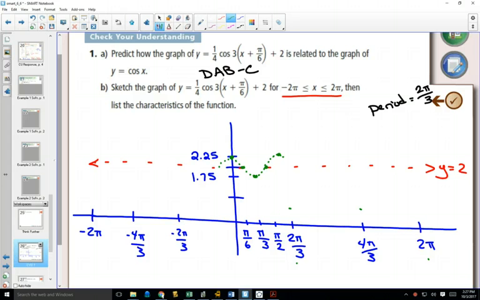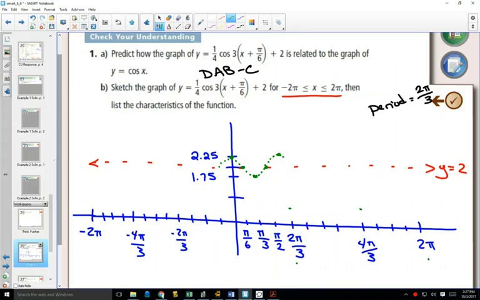And again, on your final exam, if they said graph at least one period, this would be enough. But unfortunately, this one says graph all the way from negative 2 pi to 2 pi. So what we're going to do is split this next period into 4 equal sections, and this period into 4 equal sections, and these ones into 4 equal sections. And we're going to continue our temporary graph.